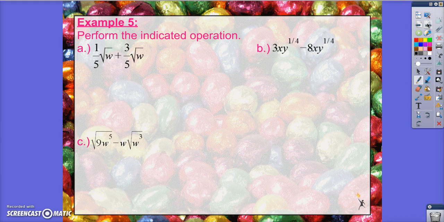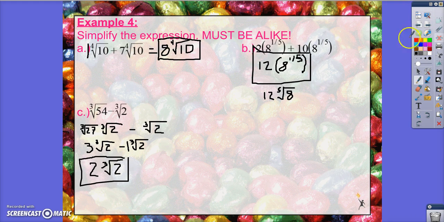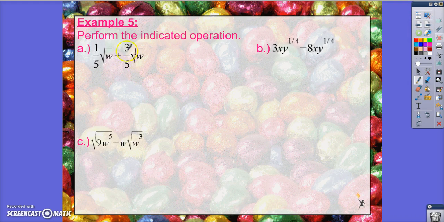All right, so let's take the same idea, and as you see here, we had just all numbers. Let's apply it to where you have variables as well. So in A, perform the indicated operation for example 5. You see that square root of w and square root of w are the same. So we're allowed to add the fractions. 1/5 plus 3/5 is 4/5. And attach the square root of w. So 4 over 5 square root of w is your answer.